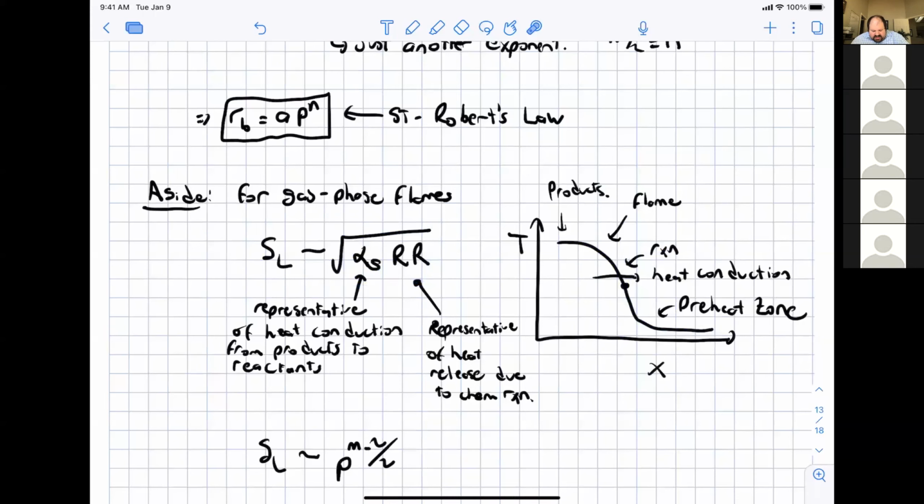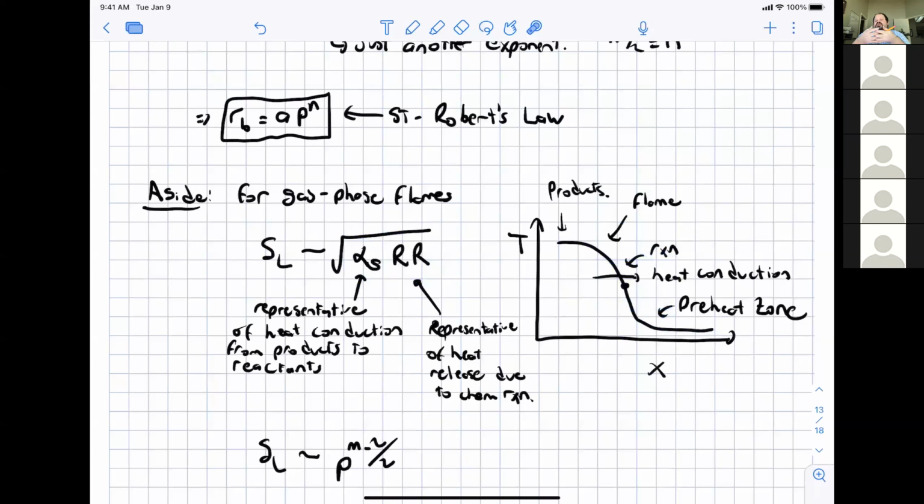But what this basically tells us then is that how fast a flame goes is dependent on 2 things, and it's a balance between these 2 things. How fast a flame propagates is dependent on how fast thermal energy can be transferred from the high temperature products to the cold reactants. Because if you have, say, hydrogen air at 300 Kelvin, it's not going to burn.